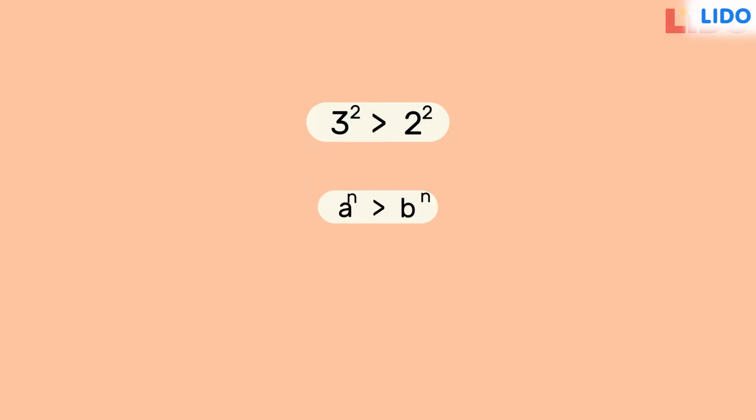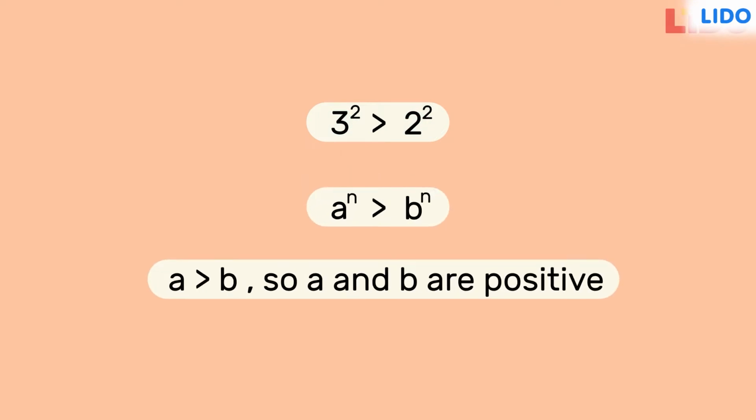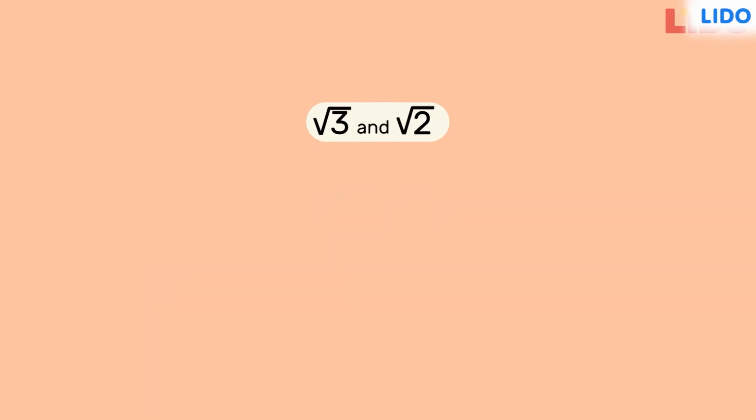So when we have two numbers written in the exponential form, we need not evaluate them every time we want to compare them. Now if these numbers are surds, the methods wouldn't change. For instance, if we have root 3 and root 2, we know that root 3 is greater than root 2 because 3 is greater than 2.